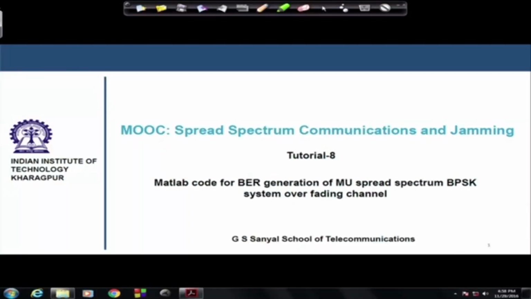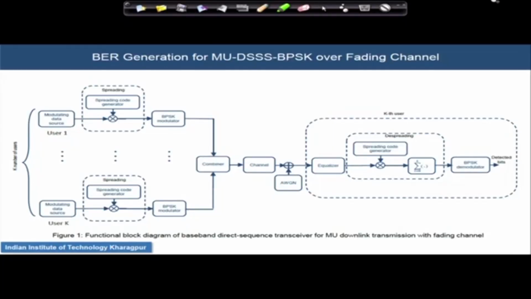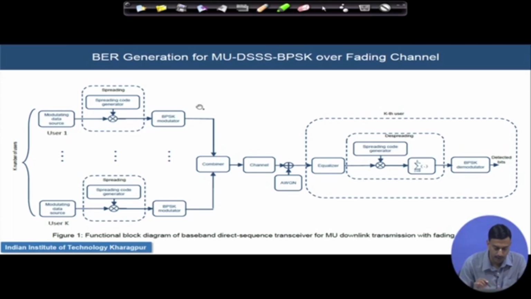Hello friends, in this tutorial we shall study the bit error rate for a multi-user spread spectrum system, that is a DSSS MU BPSK system over a frequency selective fading channel, which we are going to model as a Rayleigh fading channel. So as we see, we have multiple users transmitting data to a common destination, and these multiple sources have been labeled as 1 to k.